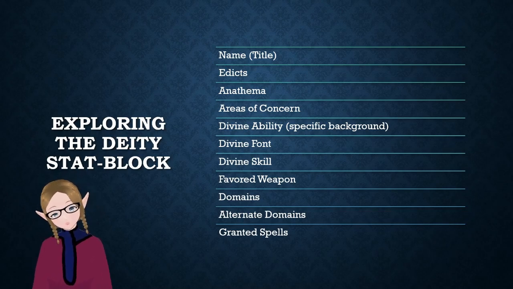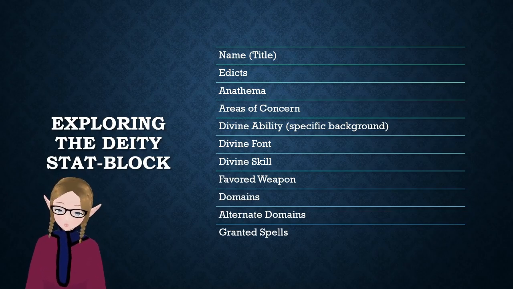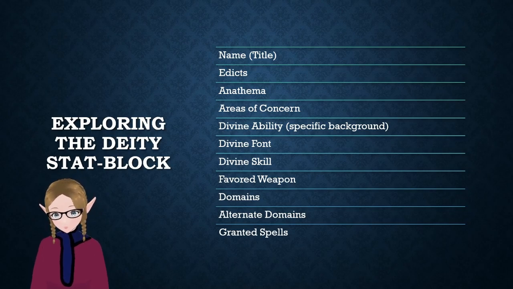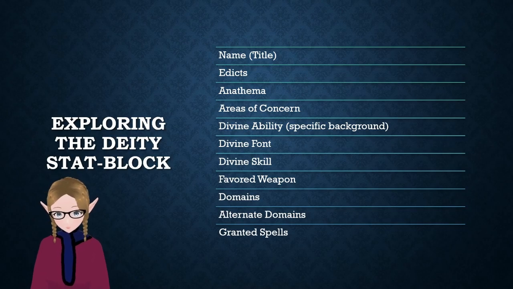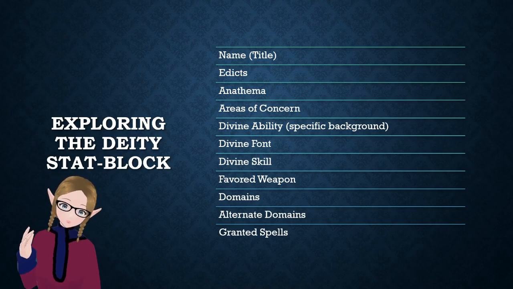The next important things to cover with a deity are the edicts and anathemas. The edicts are things followers are supposed to do. The anathemas are things they are supposed to not do. These impact clerics and champions the most, but they can impact any character that chooses to follow a deity. So these first three should all be tied together for flavor.